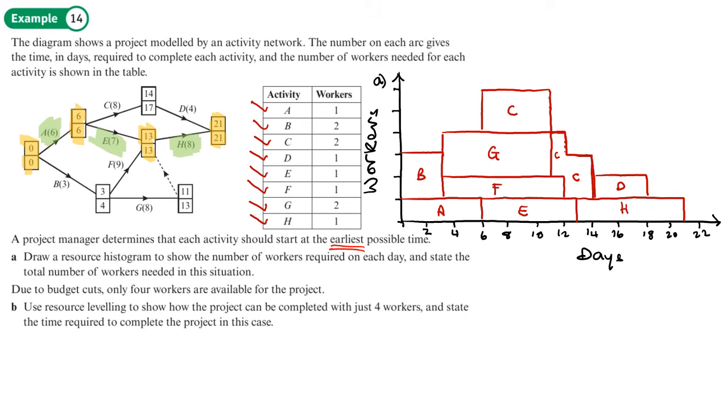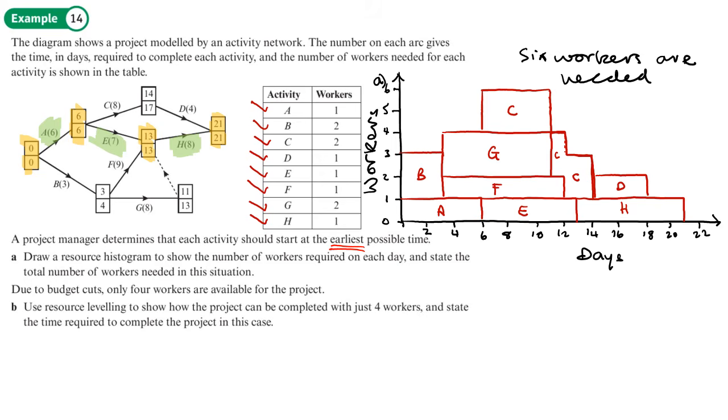Okay, so our resource histogram is complete. We'll just put the number of workers here because we can now answer the other part of part A, which was to state the total number of workers needed in this situation. You can see the histogram peaks at 6, so we'll just put 6 workers are needed.